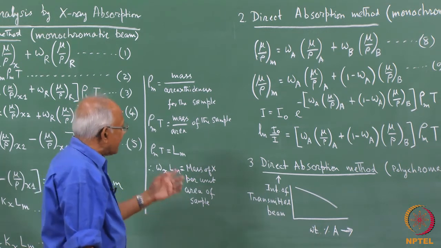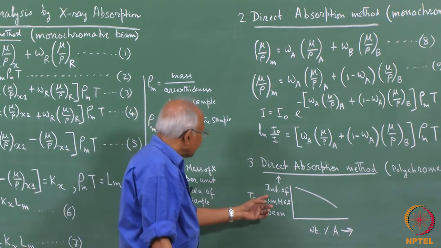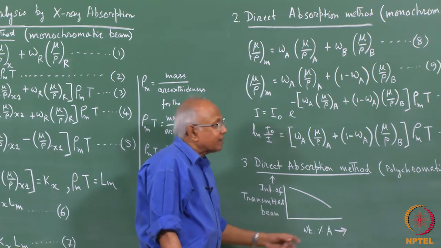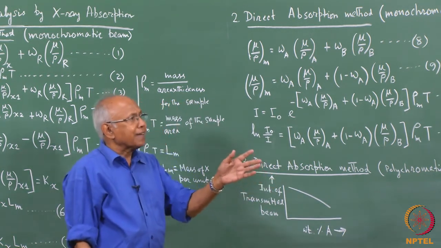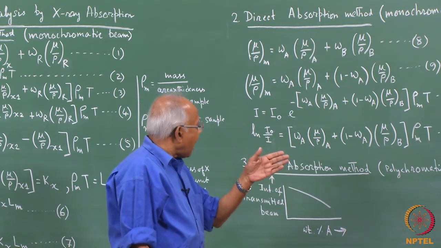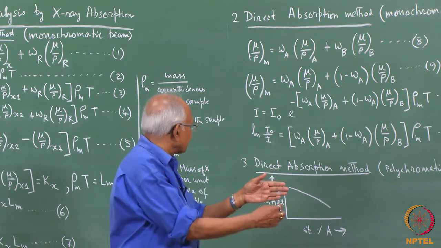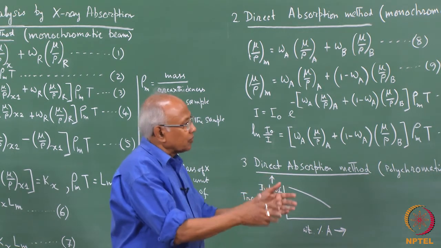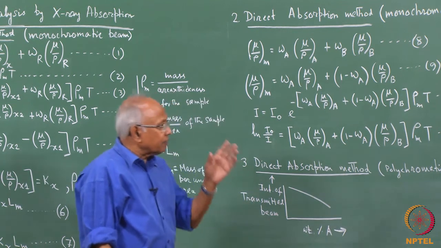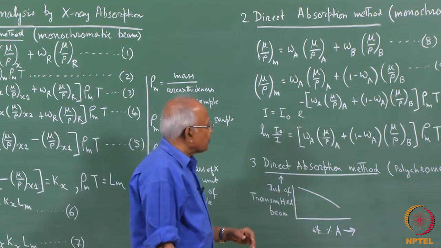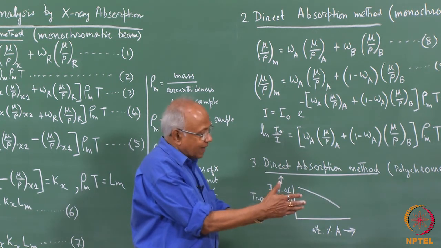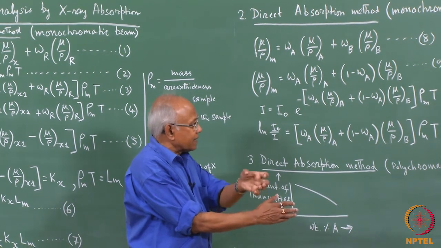We draw a calibration curve with the intensity of the transmitted beam, how much is getting transmitted, and weight percent of A along the x-axis. That means we take a large number of samples where the weight fractions of the other elements are fixed and the weight fraction of A changes. So, several samples with different weight fractions of A we prepare, and for each we undertake this experiment of the polychromatic beam falling on a certain thickness of the sample, getting transmitted through it and getting recorded with the counter.